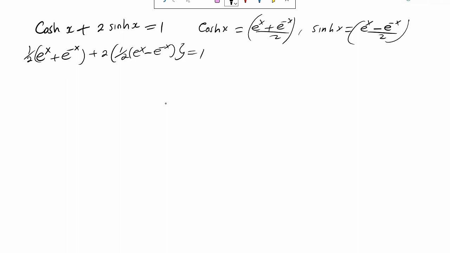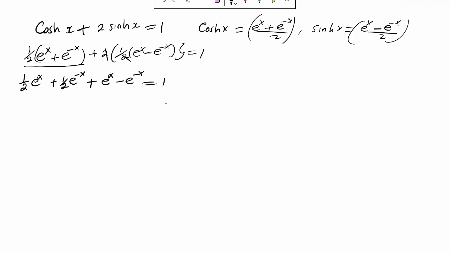Alright, we can go ahead and open the brackets by multiplying everything inside the bracket in the first expression by a half. So we shall have a half e raised to x plus a half e raised to negative x, and since the 2 and the half cancel out, we shall have plus e raised to x minus e raised to negative x equals 1.